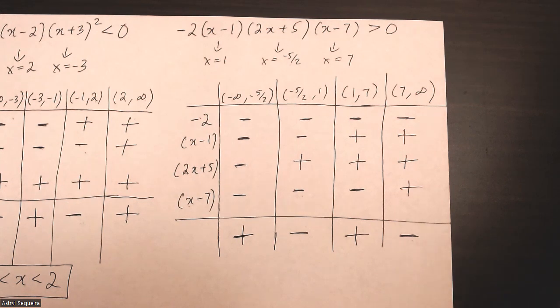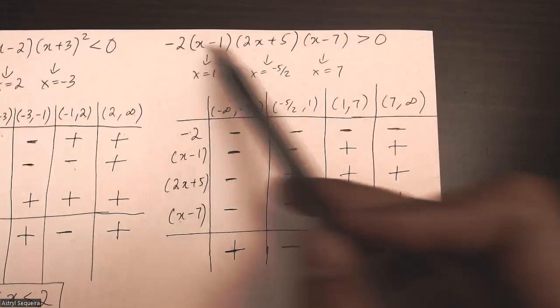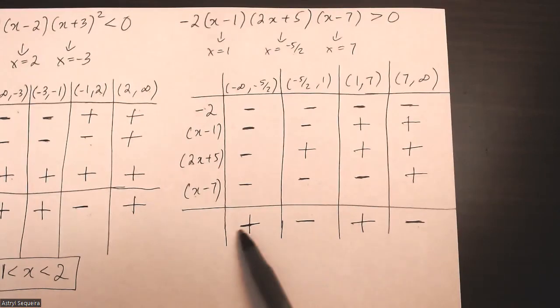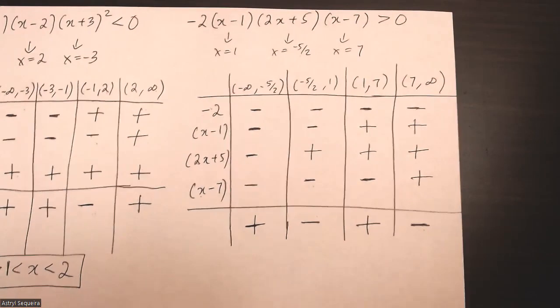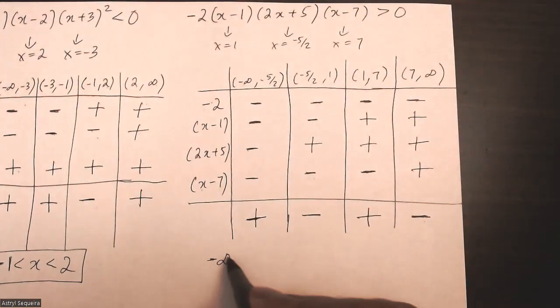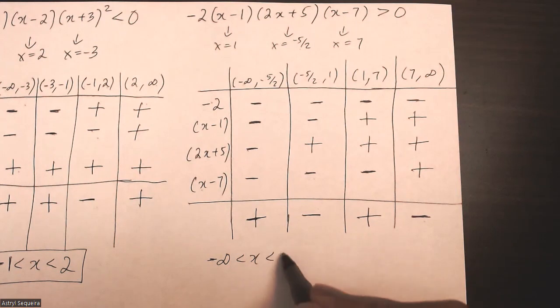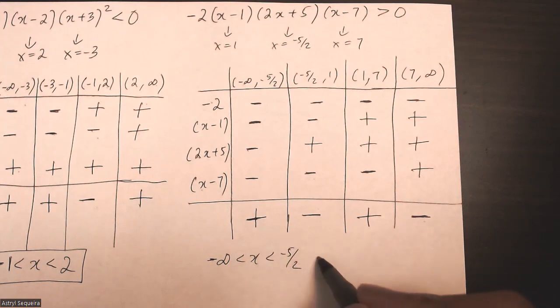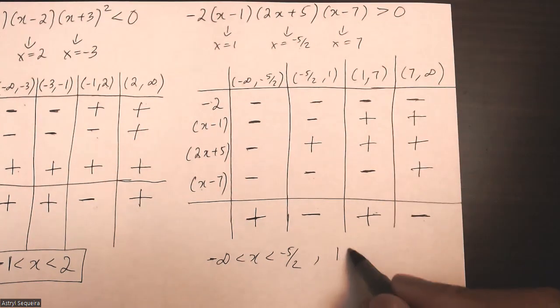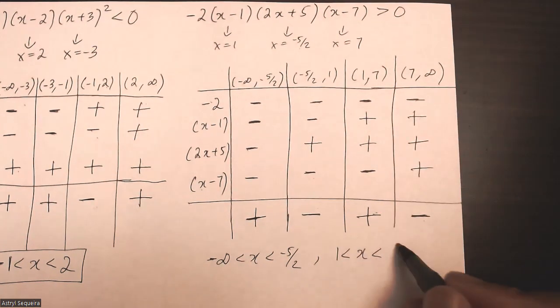as a negative. This question asks me where this inequality is greater than 0. I have two positive values. Positive values are greater than 0, two positive intervals. So this interval here is between -infinity and -5/2. And this positive interval here is between 1 and 7.